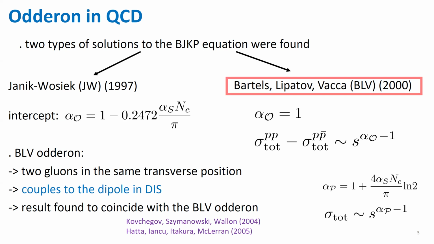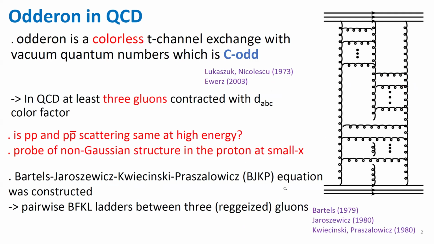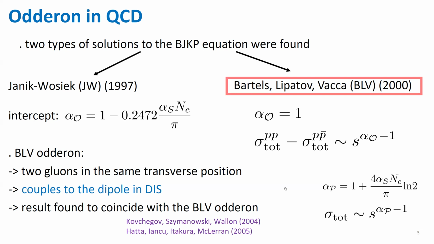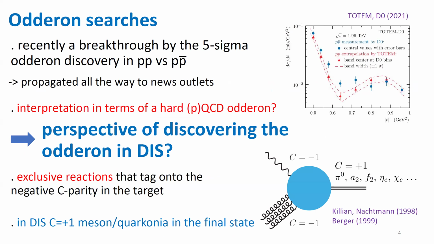And finally, I want to mention that the Odderon has been put in a more modern context of the colorless condensate framework in these works, where, first of all, it was established or verified that the evolution of the Odderon is this BJKP equation, and second, these solutions were also analyzed and understood in this colorless framework. So I will talk about this later on. So now I briefly describe what is known so far concerning the Odderon searches.